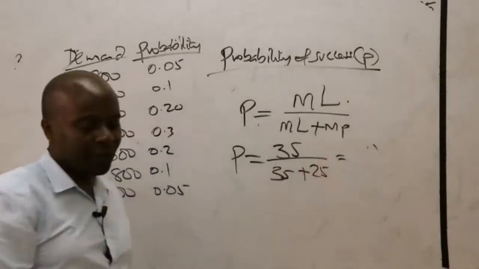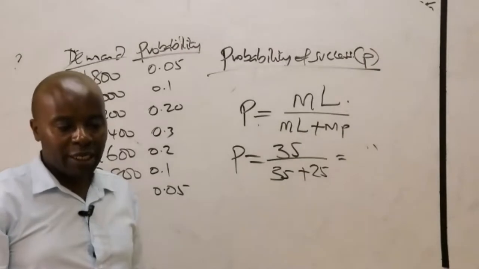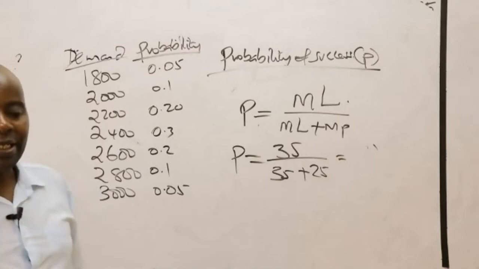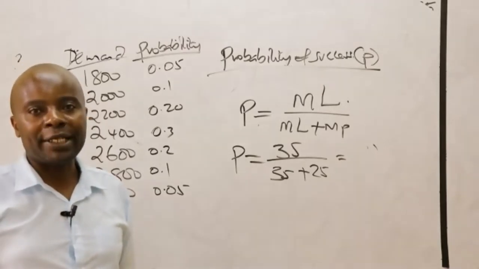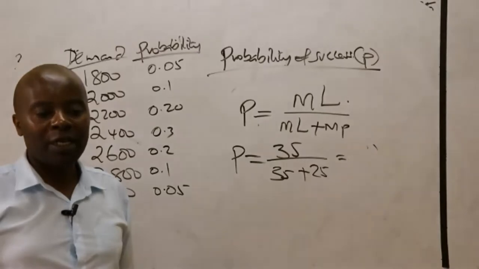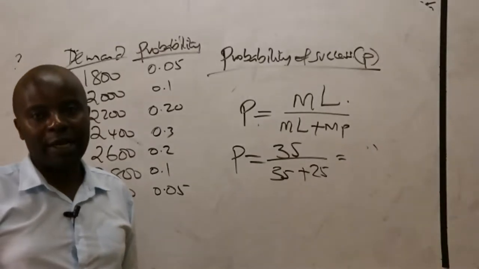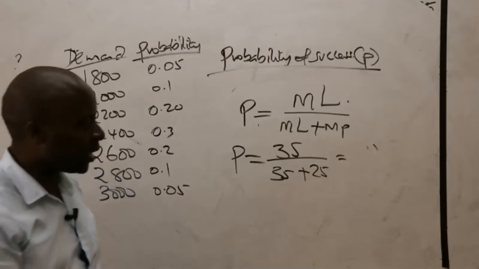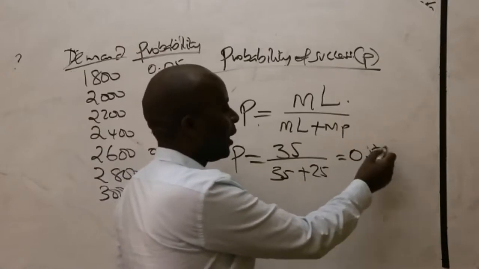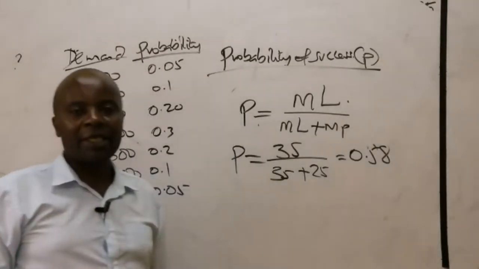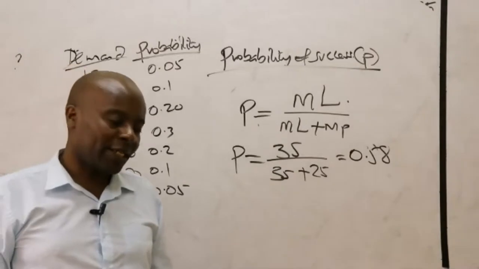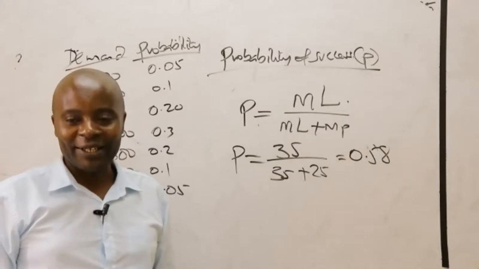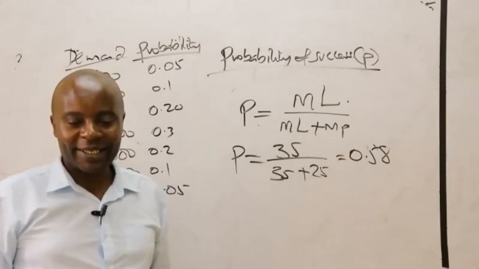So could you kindly give me this answer in terms of 2 decimal places? What do we have? Kennedy is getting 0.58. Clement the same. Where is the girl child? Pauline, 0.58. Yes. Thank you very much.